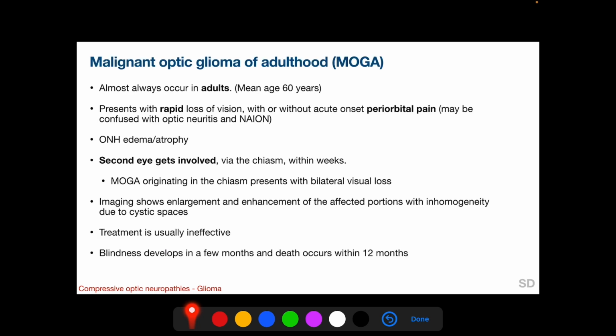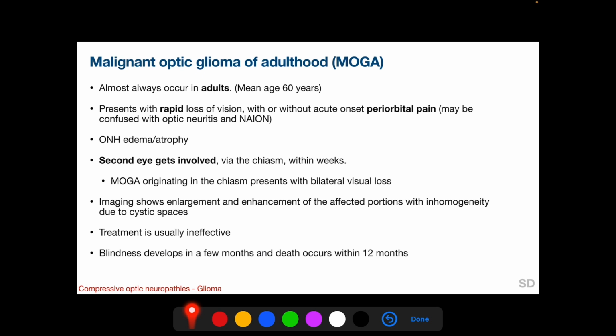Malignant optic glioma of adulthood almost always occurs in adults with a mean age of presentation at 60 years, and presents with rapid loss of vision with or without acute onset of periorbital pain. This rapid loss of vision with periorbital pain may make it difficult to differentiate initially from optic neuritis and non-arteritic AION. There may be ONH edema and atrophy, and the second eye gets involved via the chiasm within a few weeks.